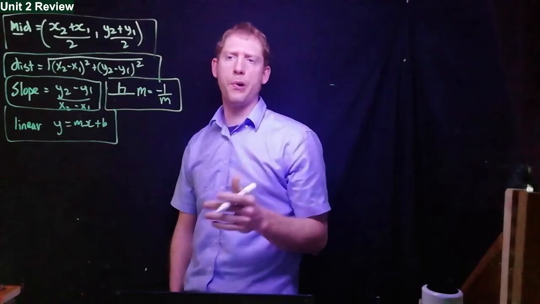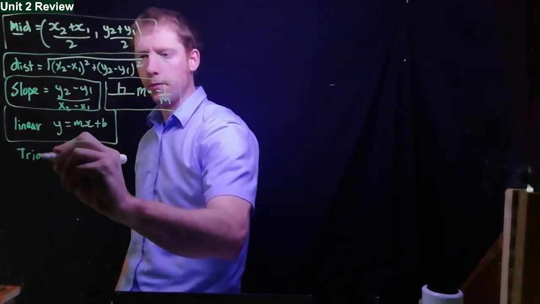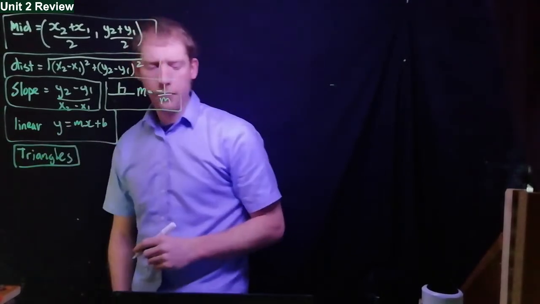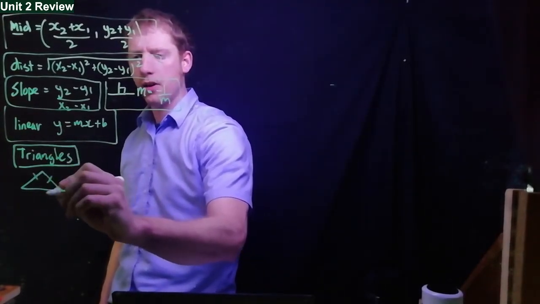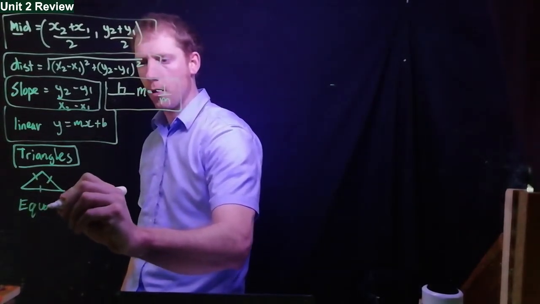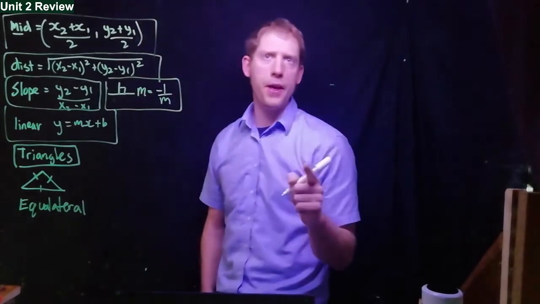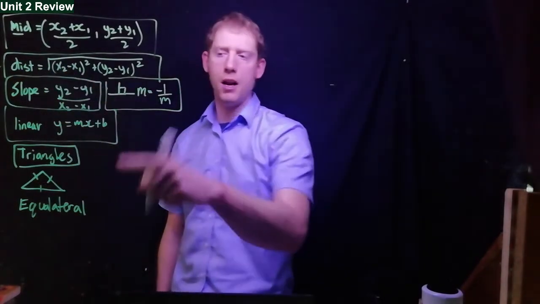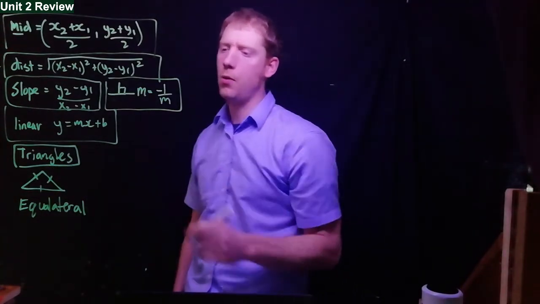And you need to be able to prove different shapes. So we talked about triangles. The different triangles that we have: a triangle where all the sides are equal, that's called equilateral. You can prove that the triangle is equilateral by using this equation here and calculating the distance of each side. If all the distances are the same, then it's an equilateral triangle.